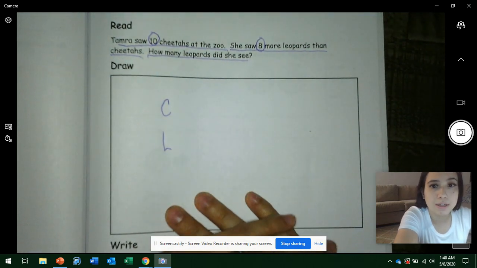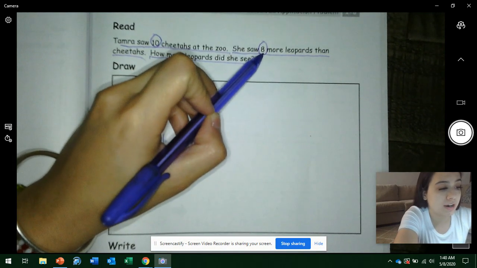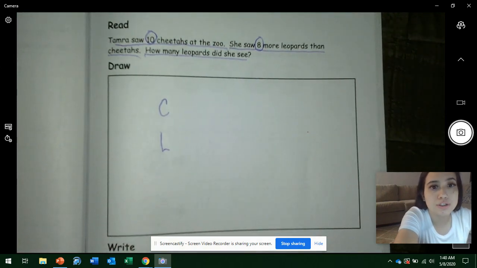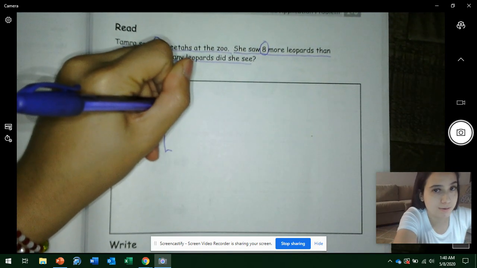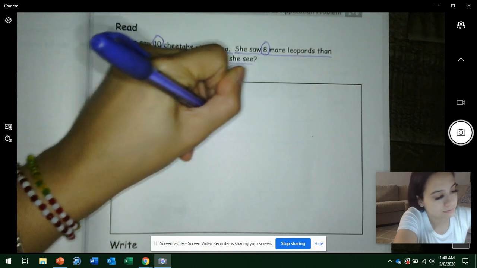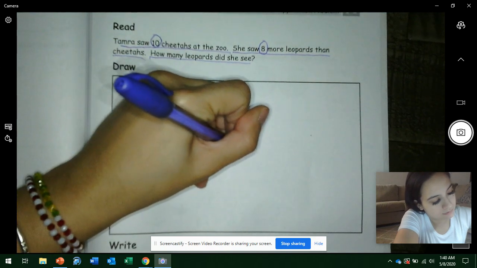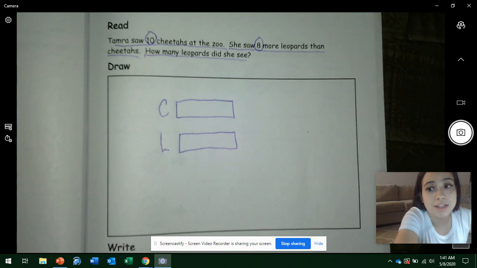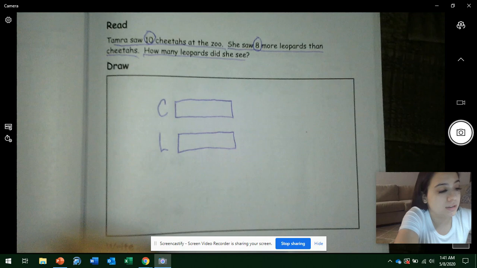Remember that whenever we compare, because this is a comparison problem, our keyword was right here, 8 more. So we have to draw two tapes that are equal in size, meaning that they're the same size. So let's draw two tapes that are equal in size. Ready? There. Now we give the extra tape to whoever has more. Remember that.